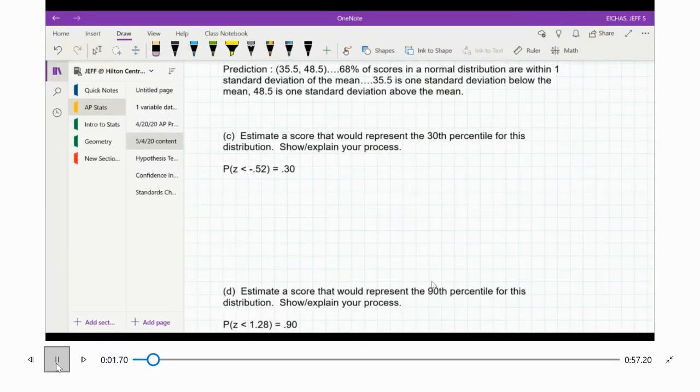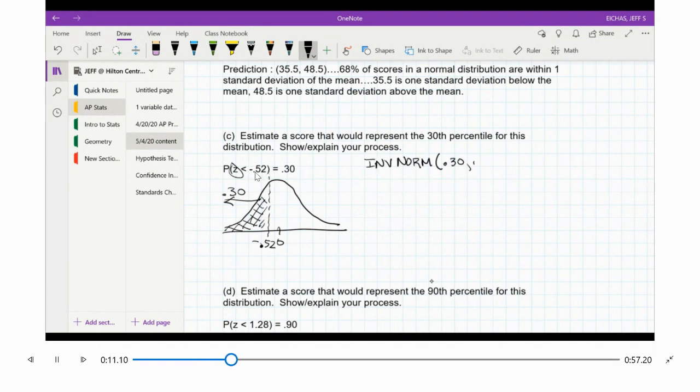Okay, we'll go through the process here for parts C and D. What I'm doing right now is showing how the z-score of negative 0.52 is the 30th percentile for a z-score in a normal distribution. So that means that negative 0.52 is at or above 30% of the rest of the distribution under the normal distribution. For me, I had to use my calculator.